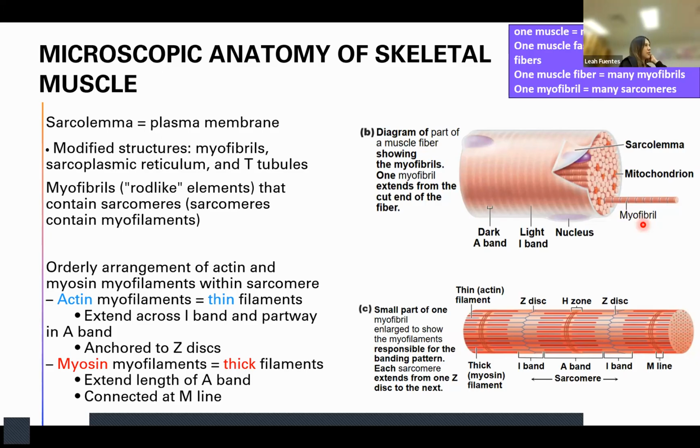Okay, and then this is something I believe Mr. Torres kind of touched on in class, so I can also see this being asked on the lecture exam. One muscle is many muscle fascicles. One muscle fascicle is many muscle fibers. One muscle fiber is many myofibrils. And then one myofibril is many sarcomeres. So again, I can see this being asked as a matching question or true or false, something like that. For example, true or false, one muscle fascicle equals many muscle fibers, true.